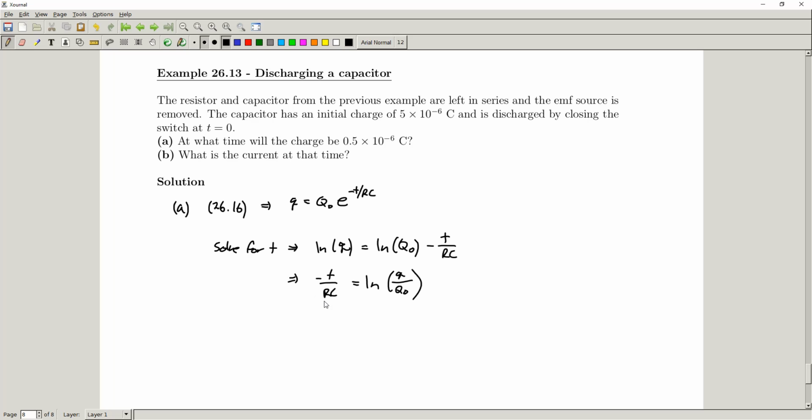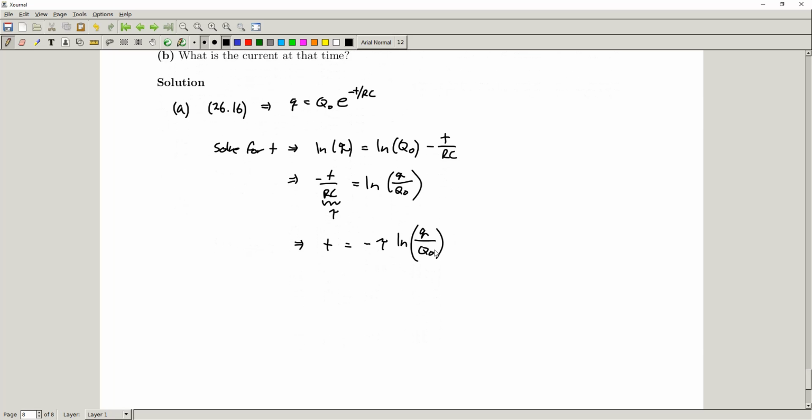This RC here is just tau, right? So we can make that simplification. We'll move it to one side, and we're going to end up with t equals minus tau times the ln of q over q naught. We can substitute in numbers for this. We know what q naught is. We also know what q is. We're told that it's 1/10 basically.